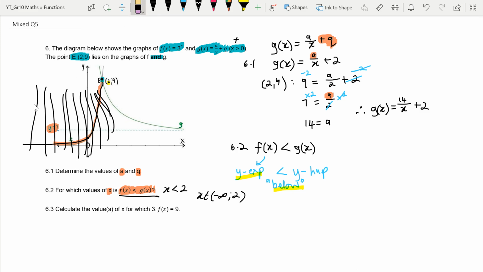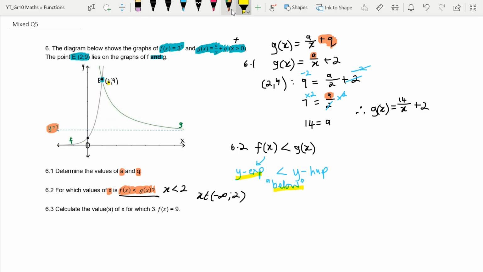Yo, these lines of mine are terrible. Next one.